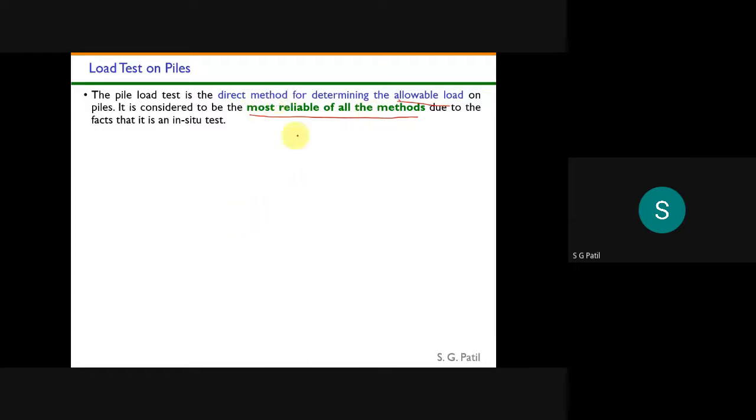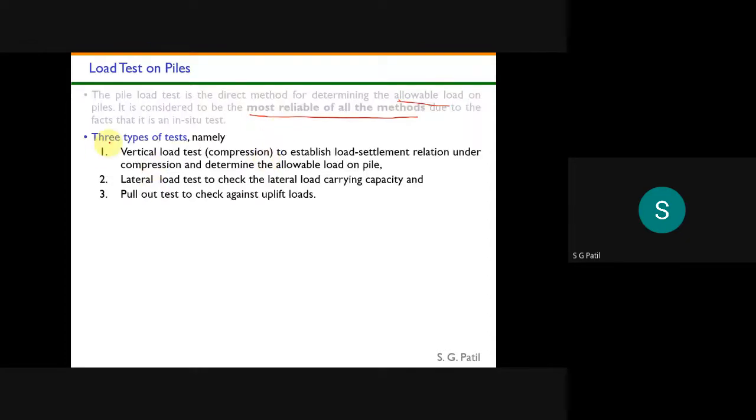So among all the three methods, this is more reliable, because actually you are testing in the field. So there are three types of tests. One is the vertical load test. Vertical load test means that is compression test, to establish a relation between load and settlement of the pile.